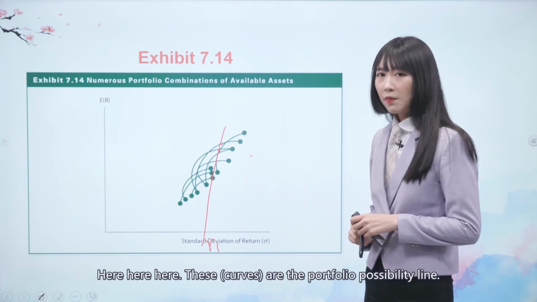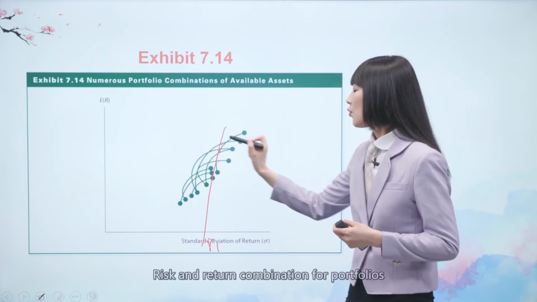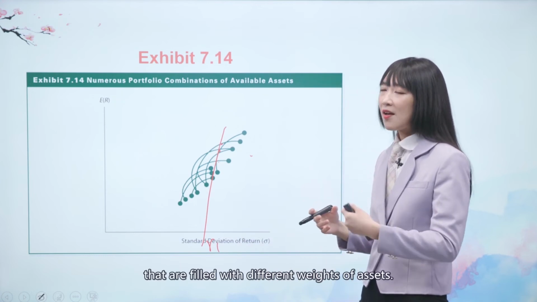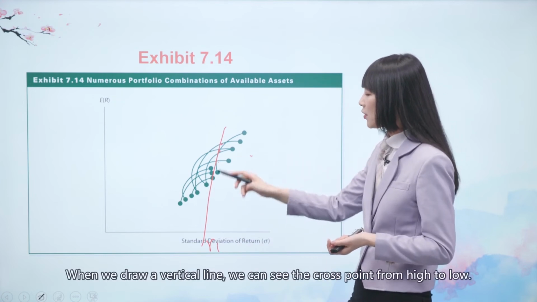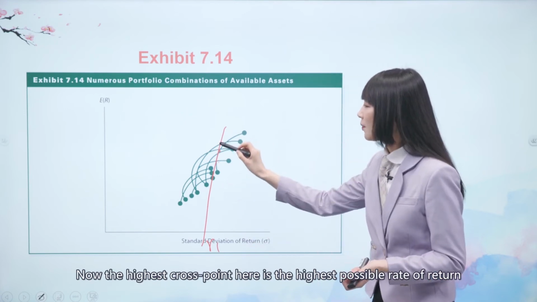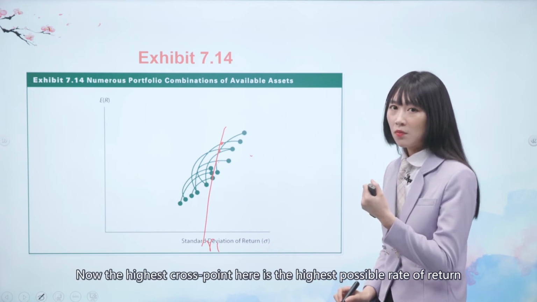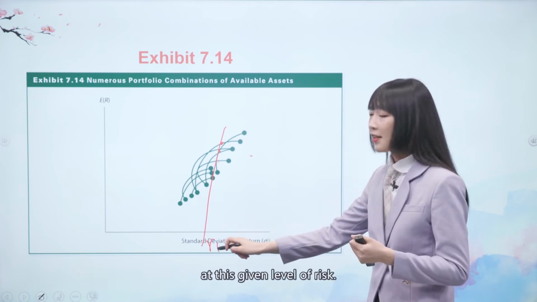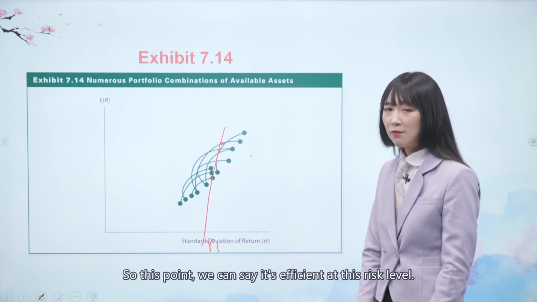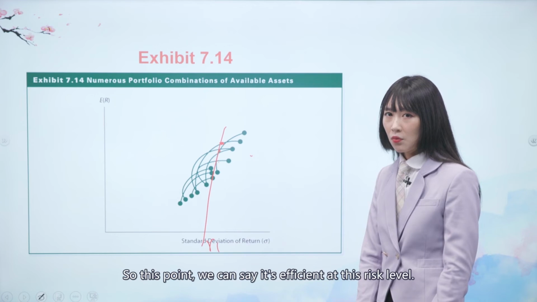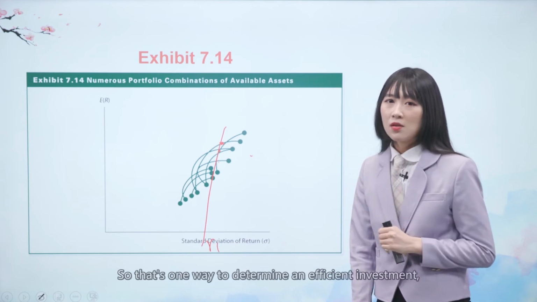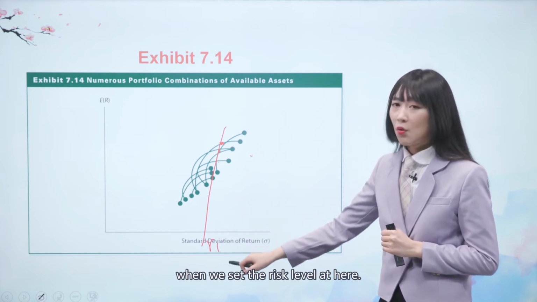These are the portfolio possibility line. So these are the possible risk and return combinations for portfolios that are filled with different weights of assets. Now, when we draw a vertical line, we can see the cross points from high to low. The highest cross point here is the highest possible rate of return at this given level of risk. So this point we can say is efficient at this risk level. That's one way to determine an efficient investment when we set the risk level here.